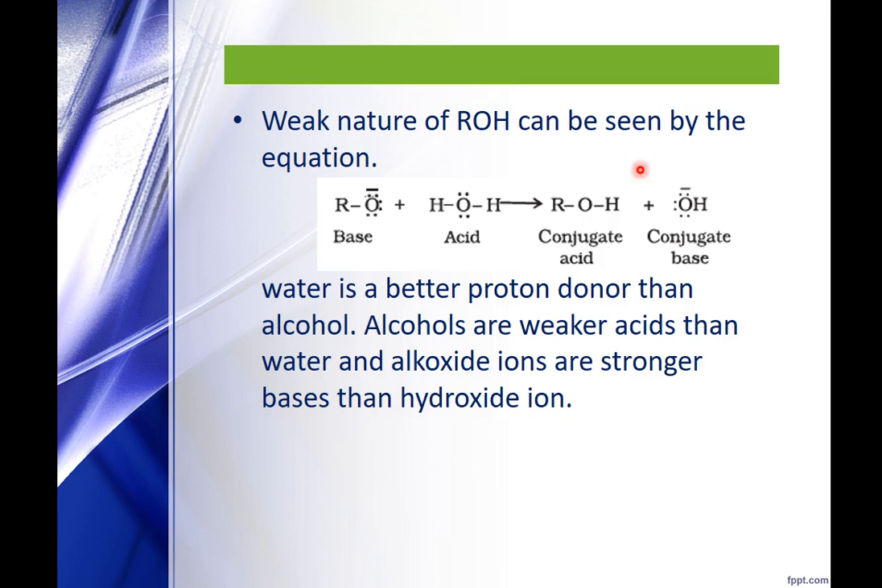Weak nature of alcohol can also be seen by this reaction. You can see this reaction. This is the RO negative ion from the alcohol along with acid. You can see here water is acting as an acid, which means water is a better proton donor than alcohol. Here we also know that this is alkoxide ion, which is a better proton acceptor than hydroxide ion, which suggests that alkoxides are stronger bases than hydroxyl ions.